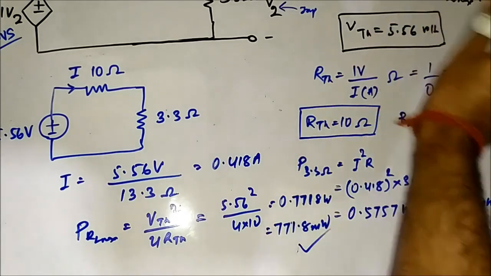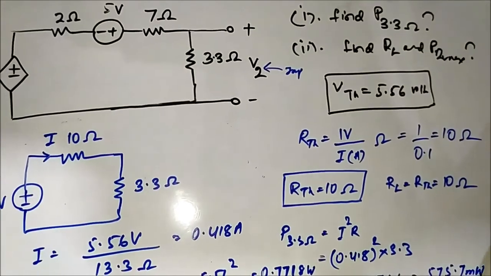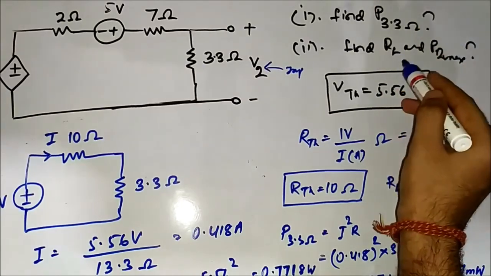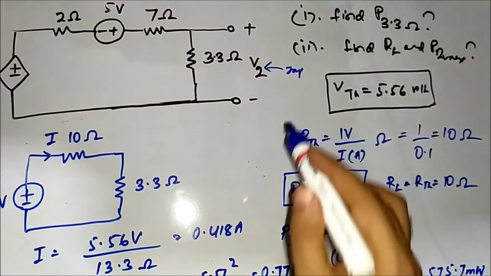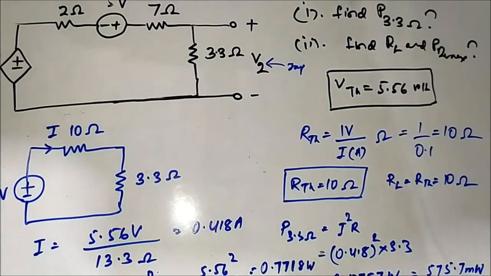Okay, so this is the PRL max. So we have got all the things that were asked: power absorbed by the 3.3 ohm resistor, RL for maximum power transfer, and the value of the maximum power transferred. So this is the sixth question related to maximum power transfer theorem to circuits involving dependent sources.